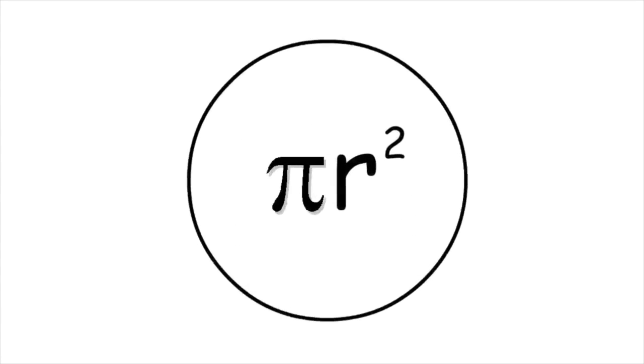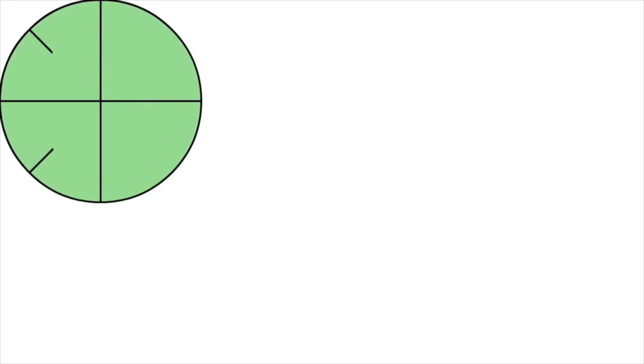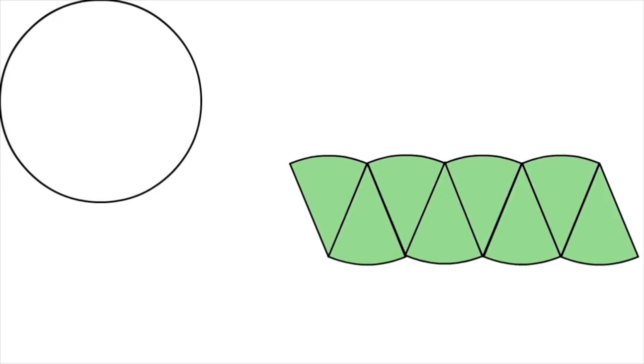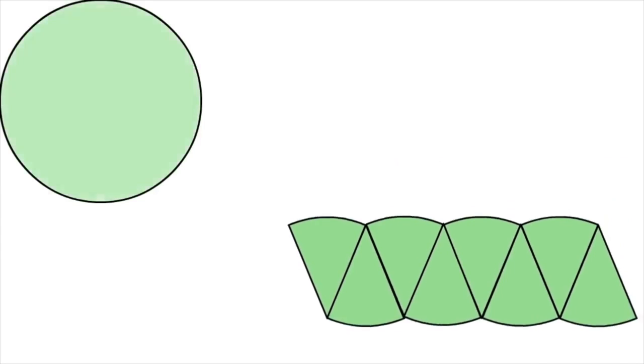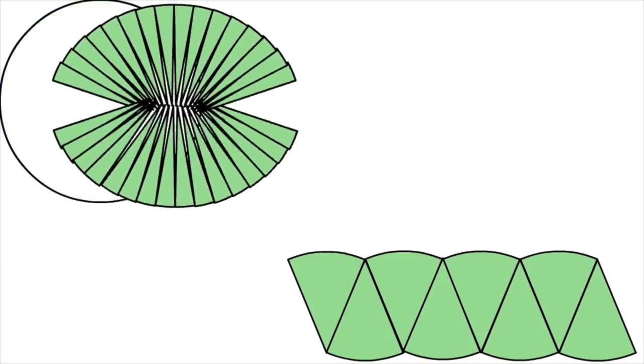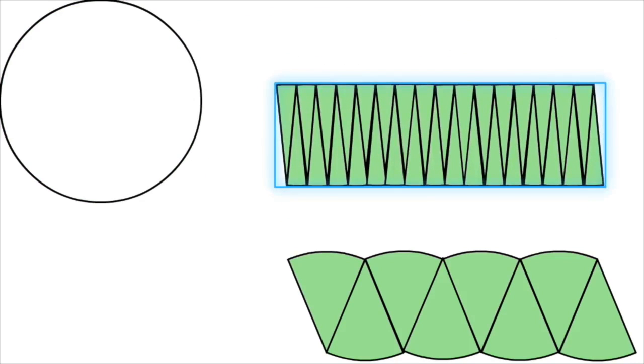Pi r squared gives you the area of a circle. But where does pi r squared come from? First, we'll draw a circle and fill in its area. Next, we will divide it into large equal parts and arrange them in a rectangular formation. As you can see, it barely resembles a rectangle. So next, we will divide the circle into small equal pieces, and we will arrange them in the same manner. You can see that it appears more like a rectangle.